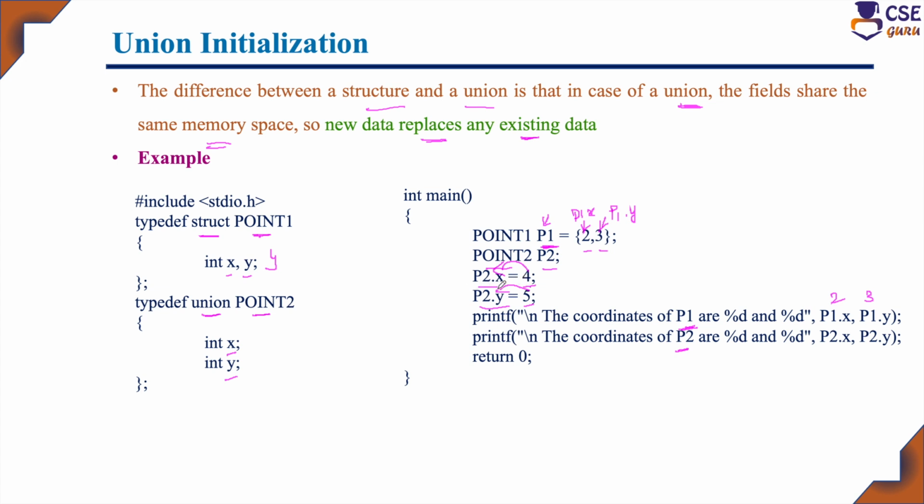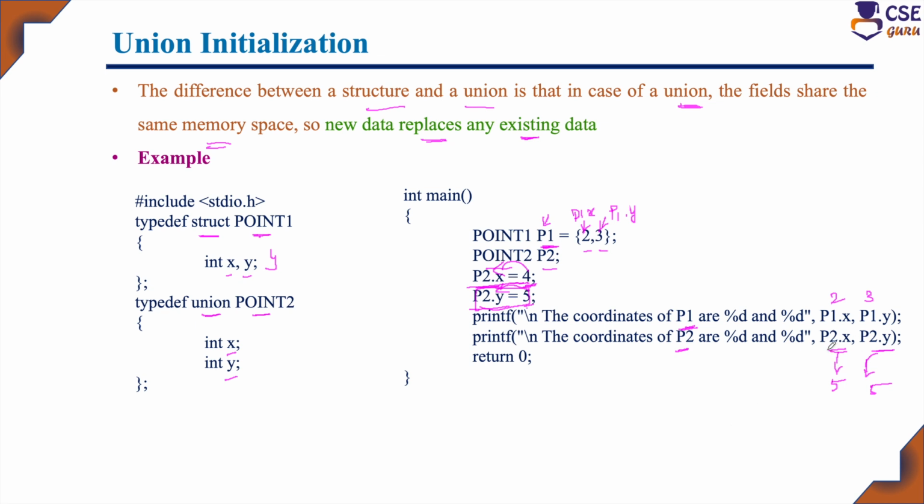See here, p2.x is equal to 4. So 4 will be stored in the variable p2.x. Again, you are updating p2.y is equal to 5. Now what happens? This 4 will be replaced by 5, in the variable p2.y. This statement will completely replace the old, existing data. And here if you are asking to print p2.x and p2.y, both will print 5 only, because the updated value, 5 only, it will print.